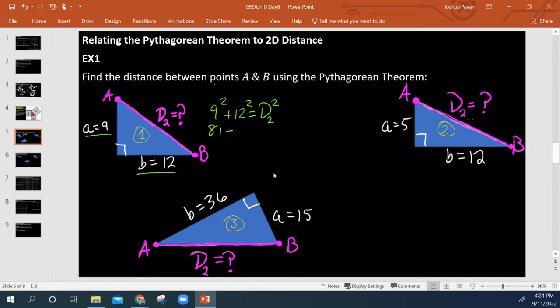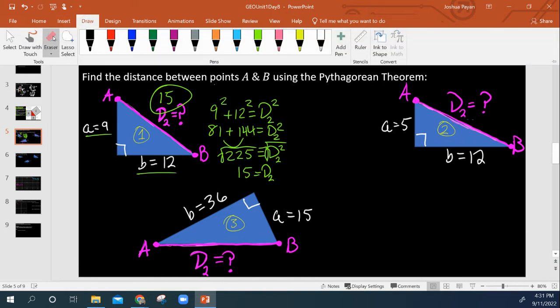So 81 plus 144 equals our distance squared. That is going to give me 225 when I add those two together. Take the square root on both sides because we want to know the distance, right? Not the distance squared. And we get that our distance is equal to 15 here. Okay, let's look at another one.